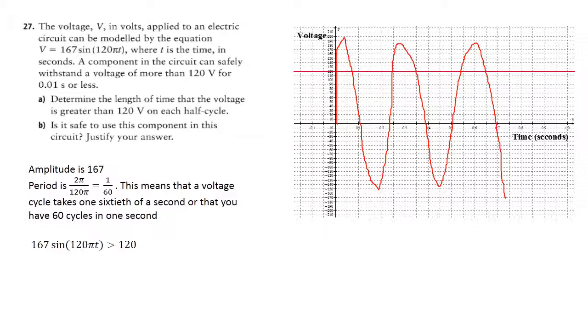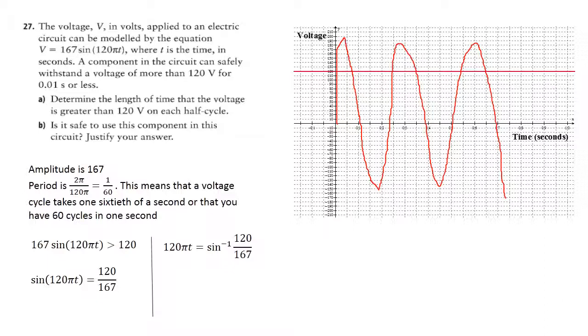Although it's an inequality, I'm going to treat it almost like an equality. First thing, of course, is to divide both sides of the equation by 167. As I've done that here, you'll see that the sine of 120 pi t is now equal to 120 over 167. That means that 120 pi t is equal to sine to the minus 1 of 120 over 167.